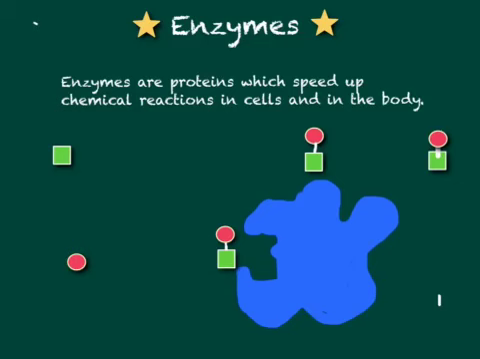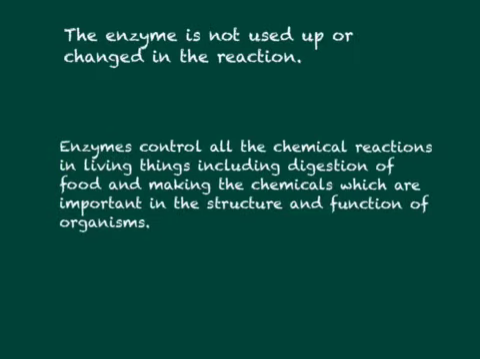Other enzymes may have different functions, such as breaking down a big molecule into 2 smaller molecules. The point is that the enzyme is not used up or changed in the reaction. It can be used over and over again. And enzymes control all of the chemical reactions in living things. For example, digesting food is something which is controlled by enzymes, or making up the chemicals which are important in cells or in the organism.